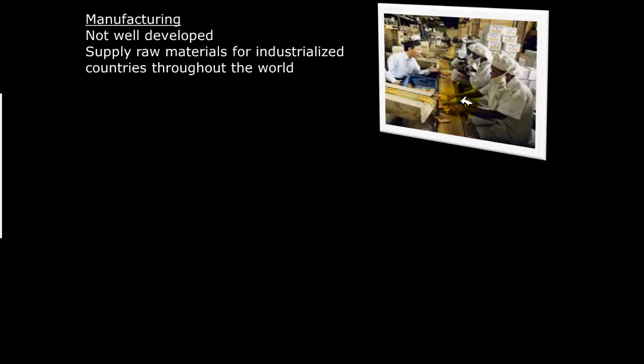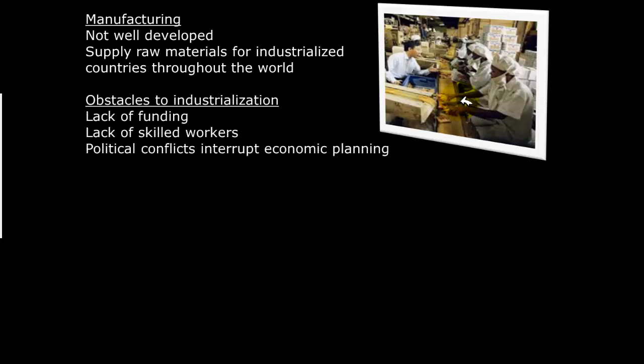So what that means is that the raw materials are mined in Sub-Saharan Africa, and then they're shipped off to the Americas or Europe, to where the factories in those places can transition those raw materials from raw materials to finished products. Some of the obstacles that Africa experiences, reasons why they do not have industrialization and a developed manufacturing infrastructure: lack of funding, which means lack of investment, lack of skilled workers, political conflicts that interrupt economic planning.